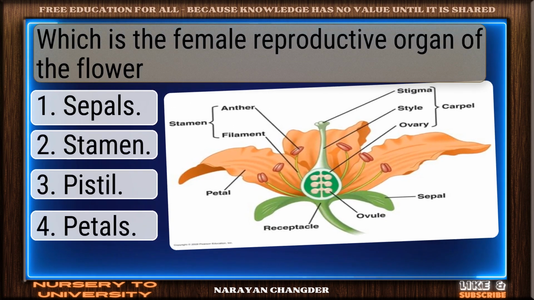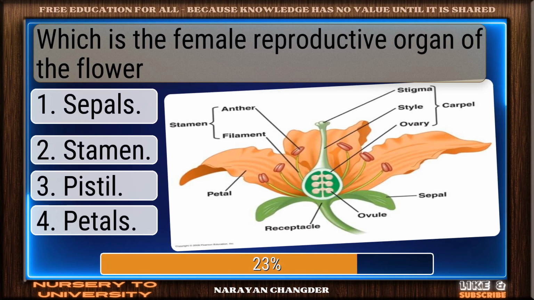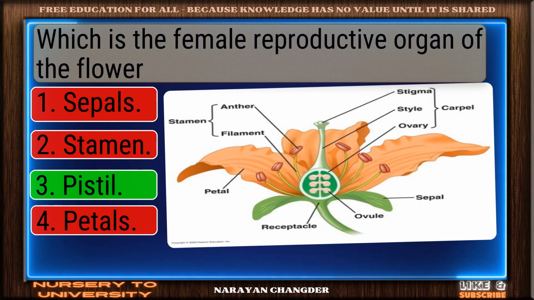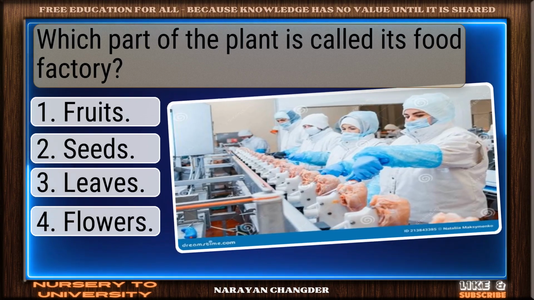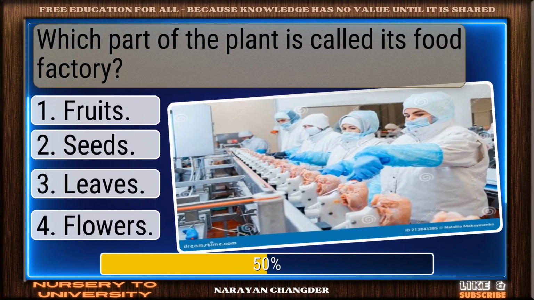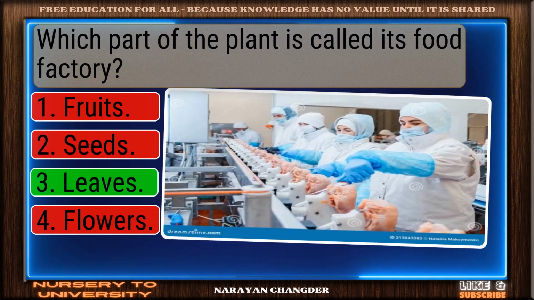Which is the female reproductive organ of the flower? Perfect. Pistil is the correct choice. Which part of the plant is called its food factory? Well reasoned. Leaves is the correct choice.